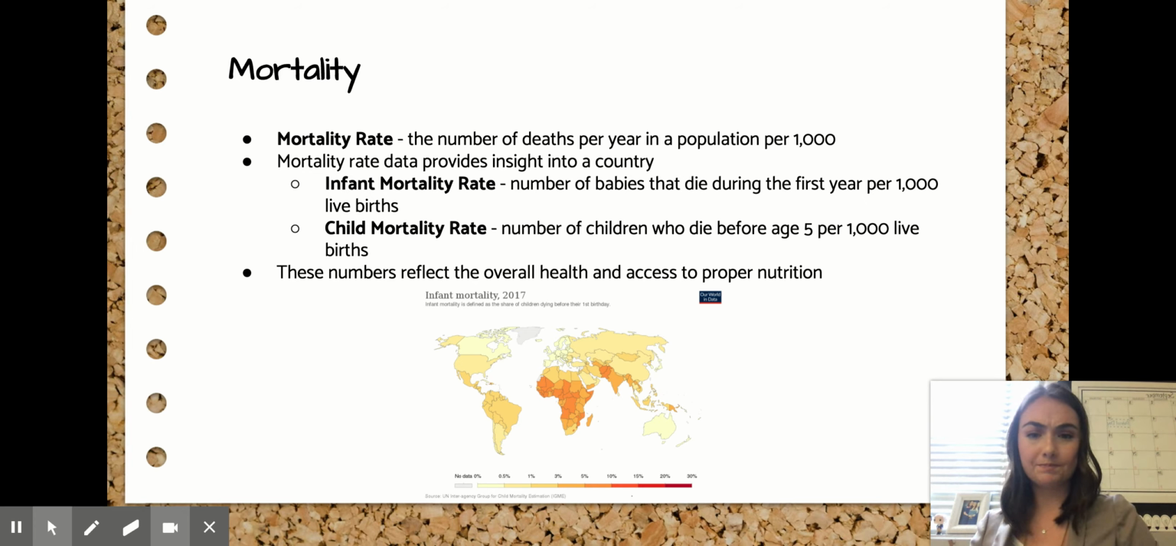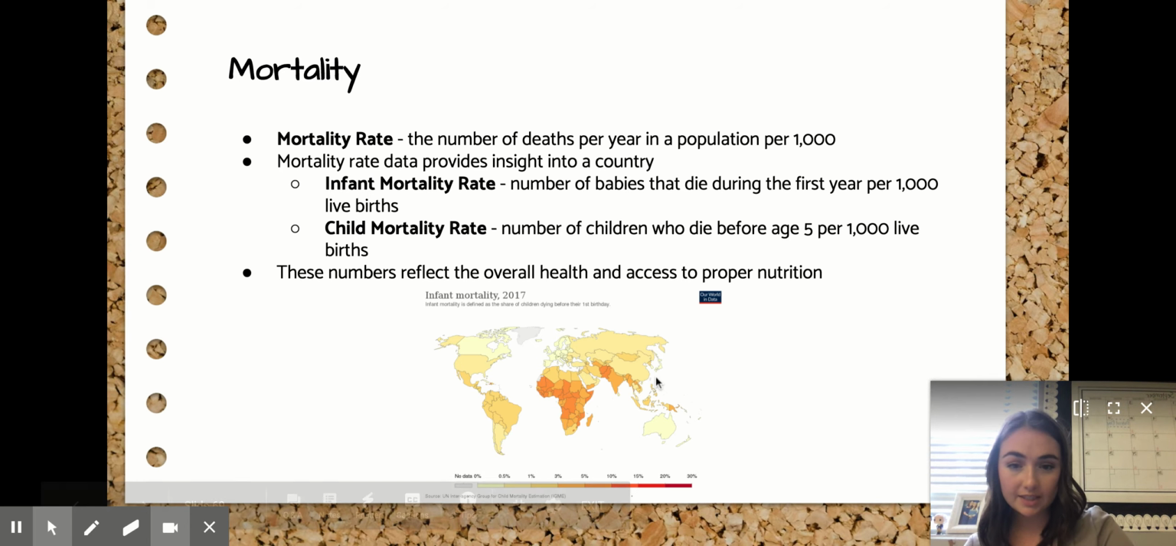Some terms here. Mortality rate is the number of deaths per year in a population per 1,000. Mortality rates provide insight into a country because it tells you what they place value on. So you can study the infant mortality rate along with the regular mortality rate, which is the number of babies that die during the first year per 1,000 live births, and then the child mortality rate, which is the number of children who die before age 5 per 1,000 live births. These numbers reflect the overall health and access to proper nutrition.